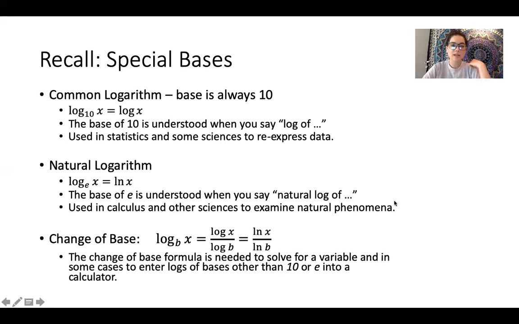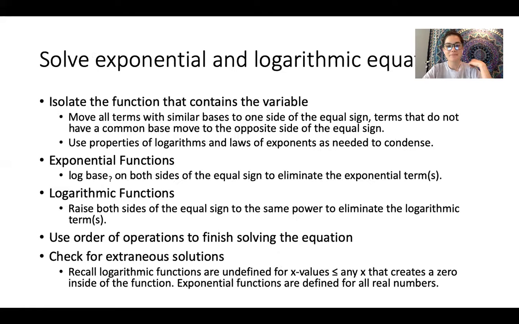Okay, and then last but not least, remember our common log is base 10. Whenever we say log, we just mean that the base is 10. Natural logarithm, the base is e, and we use ln for natural log. And e is a real number. We just shorten it up and say natural log instead of log base e. And then last but not least, change of base. We will probably need to use this a little bit today, so should be good.